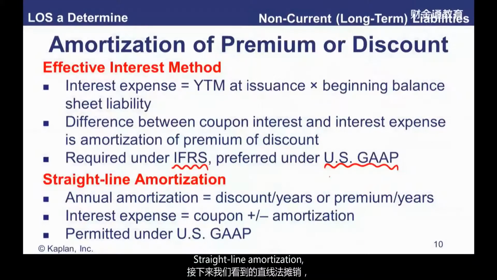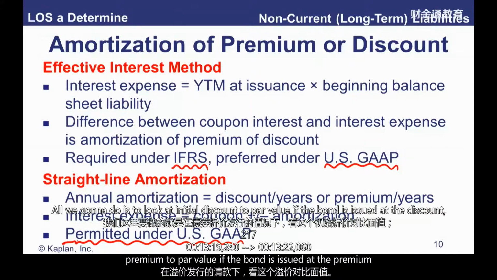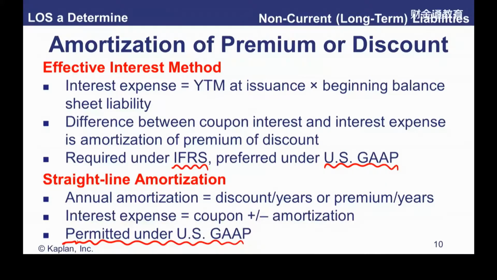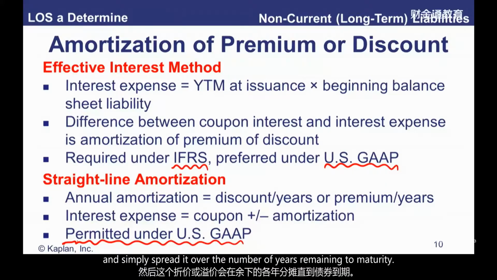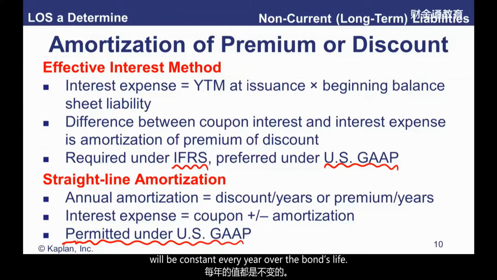Straight line amortization, and we can see that that is permitted under US GAAP, is going to be far more straightforward. All we're going to do is look at the initial discount to par value if the bond's issued at a discount, or premium to par value if the bond's issued at a premium, and simply spread it over the number of years remaining till maturity. Now what that means is our amortization of discount or premium will be constant every year over the bond's life.